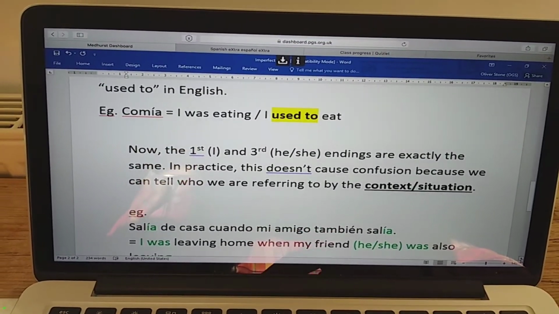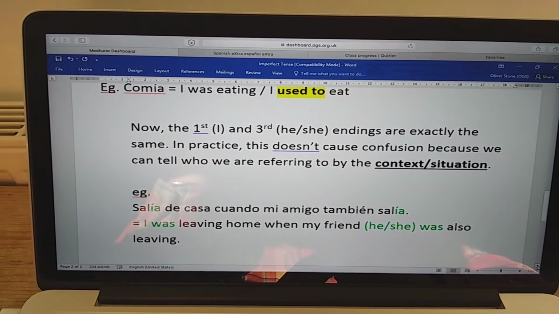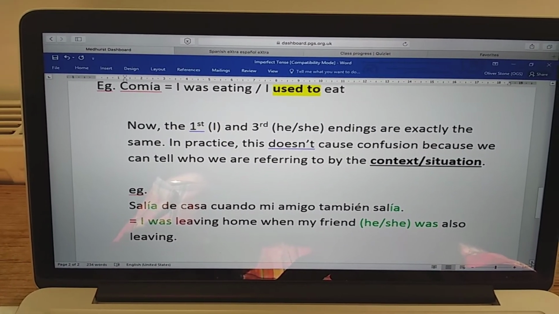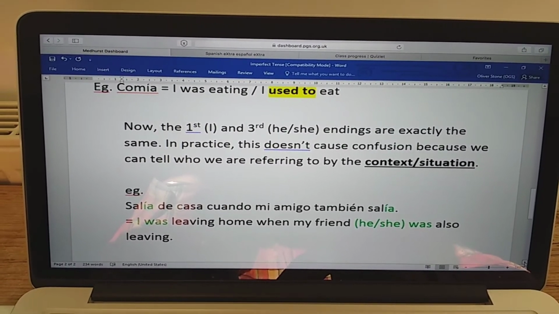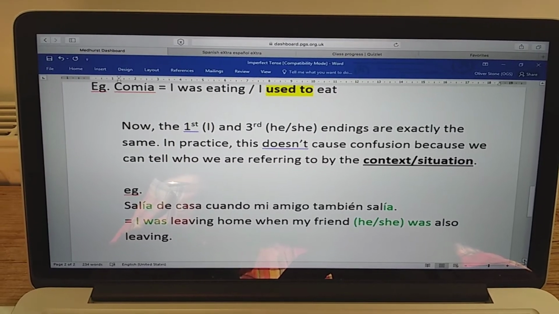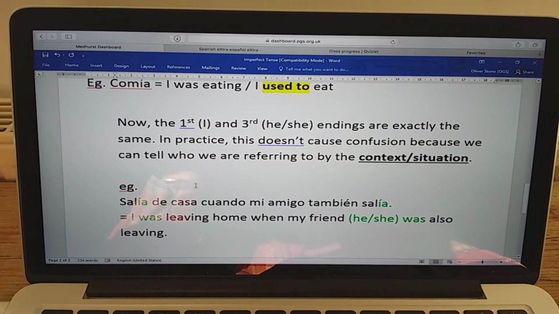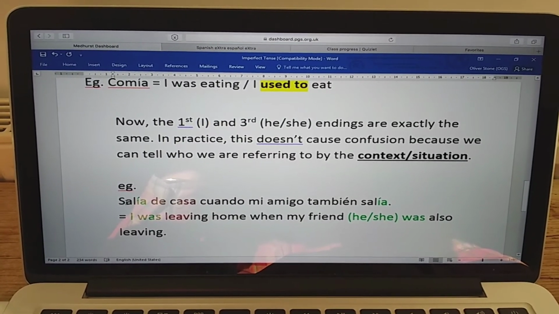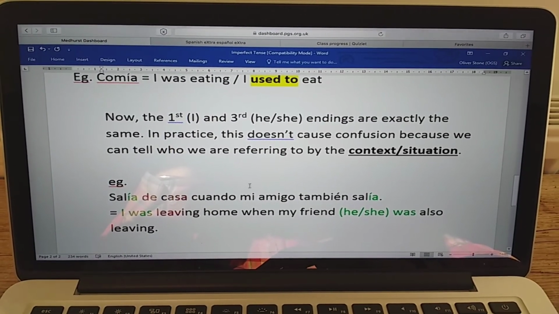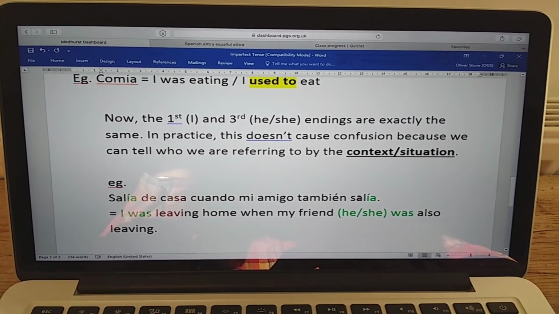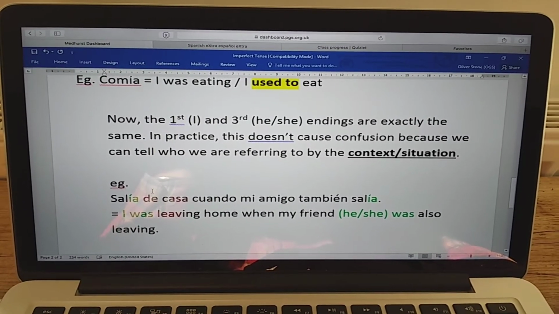Okay, so for example, here in this sentence, salía de casa cuando mi amigo también salía. Okay, so I was leaving home when my friend was also leaving. So we can basically tell. Of course, we could put yo before there to clarify, but we can essentially tell from the context. So that's the he, she ending, and that's the I ending. Okay, I'd like you to make a note of this, please, guys.